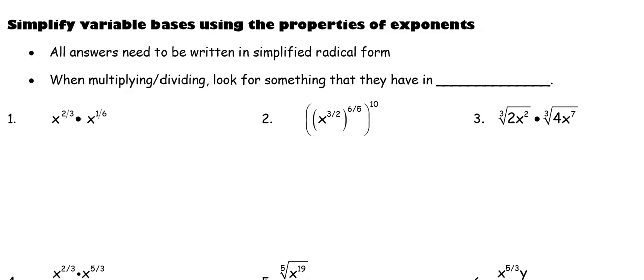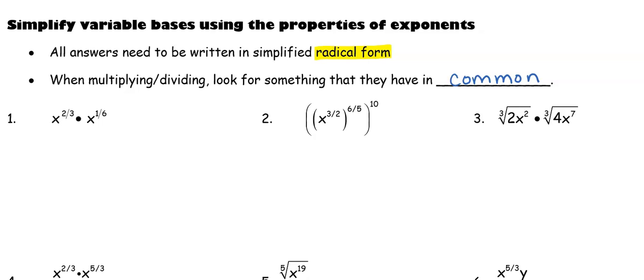Hello, we are going to be looking at how to simplify our rational exponents when the bases are going to be variables. Just some reminders: all answers need to be written in simplified radical form, and radicals only exist if I have a fractional exponent. So if my answer is not a fractional exponent, then I'm not going to have a radical. When multiplying and dividing, we are looking for something that they have in common. That's how I'm going to put our pieces together if I have more than one piece.